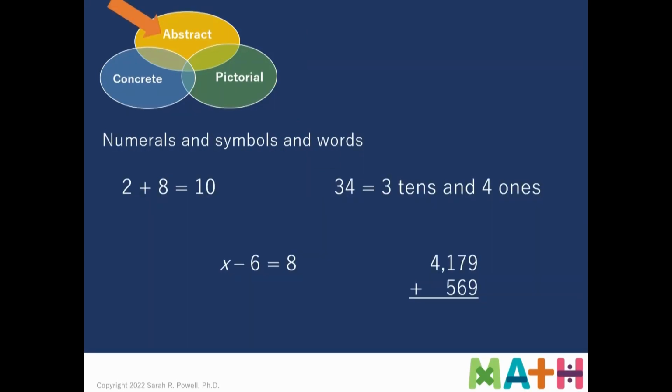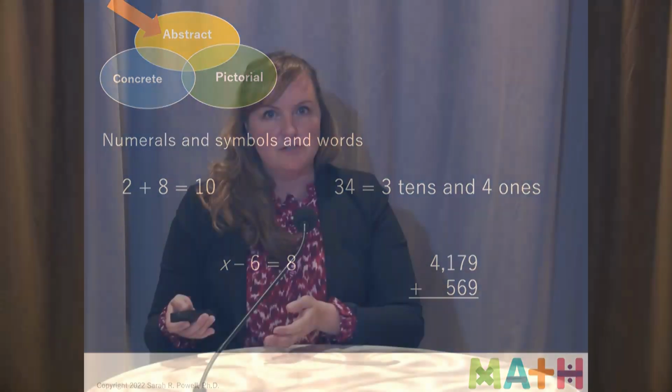So I'd like you to think about those virtual manipulatives as I transition to the abstract. So the abstract is doing math with the numbers and symbols and words. So many times if we ask adults, what does mathematics look like? They would say mathematics looks like this. But mathematics can also be hands-on tools. Mathematics can be drawings. Mathematics can be those virtual manipulatives as well. Mathematics can look like a lot of different things.